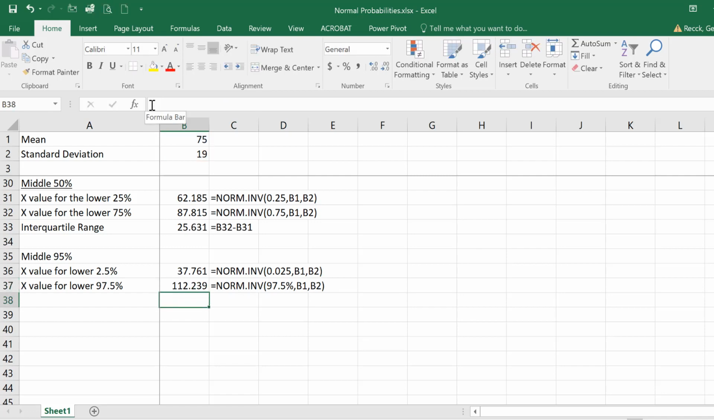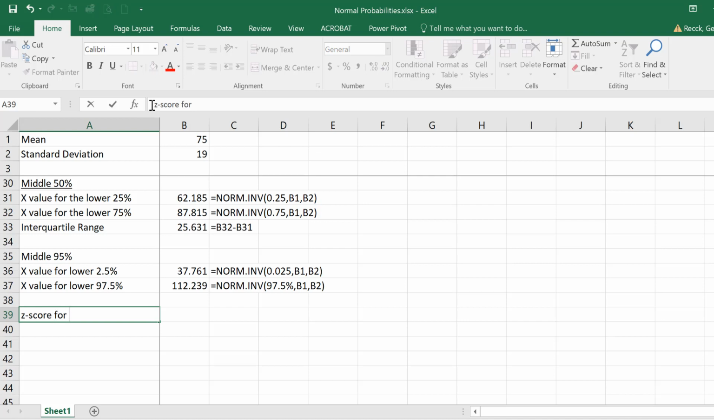So we know that 95% of the families make between 37,761 and 112,239. That's a pretty wide limit. And let's finish up this series calculating the z-score for the 97.5 percentile, just to kind of wrap everything up. Let me get that 97.5 in there.